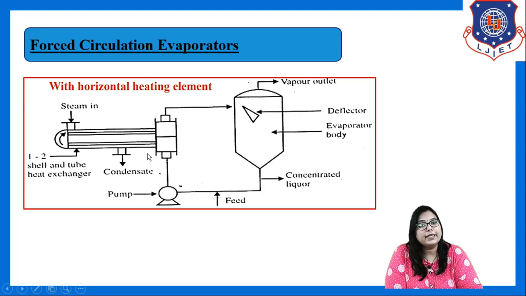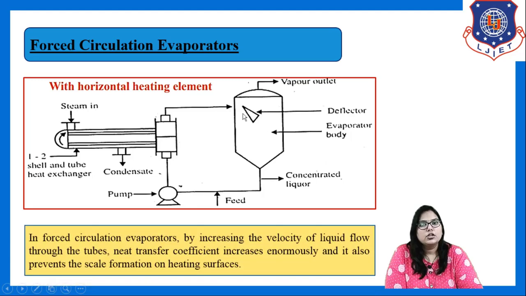In this heating element, the vaporization starts and the mixture of vapor and liquid goes through this pipe to the evaporator body. In these forced circulation evaporators, by increasing the velocity of liquid flow through the tubes, the net heat transfer coefficient increases enormously and it also prevents scale formation on the heating surface.